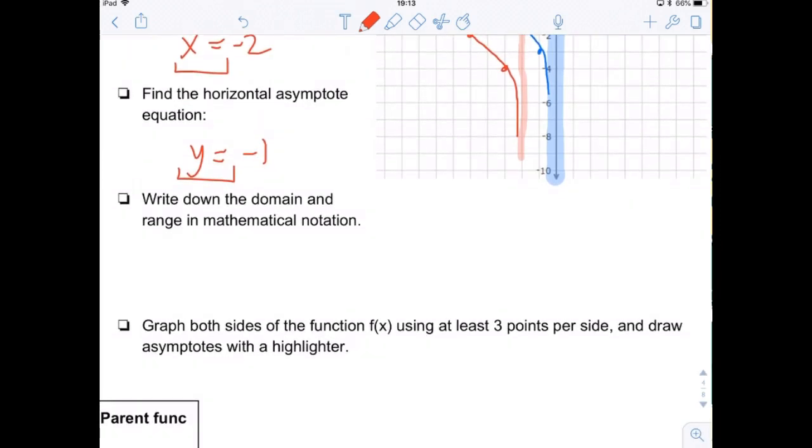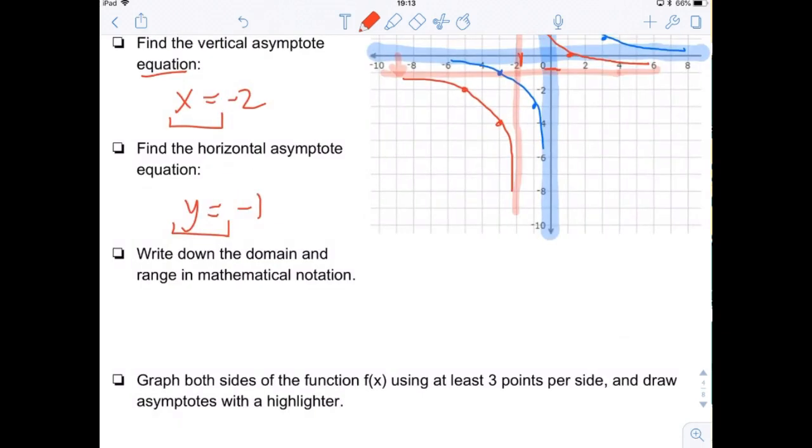Write down the domain and range in mathematical notation. Well, the domain is the opposite of the vertical asymptote. So if I say x equals -2 for the vertical asymptote, I'm going to say x is not equal to -2 for the domain. And for the range, I'm going to say the opposite of the horizontal asymptote, which is going to be y is not equal to -1. That was easy, wasn't it?